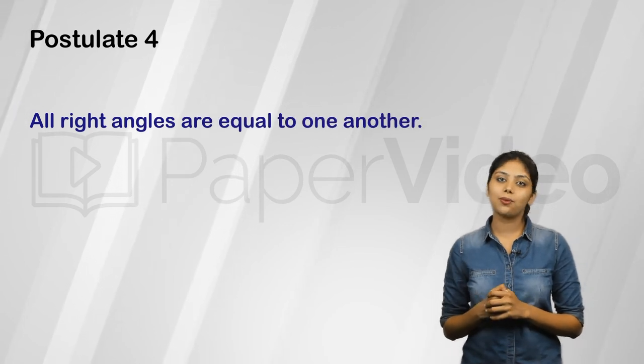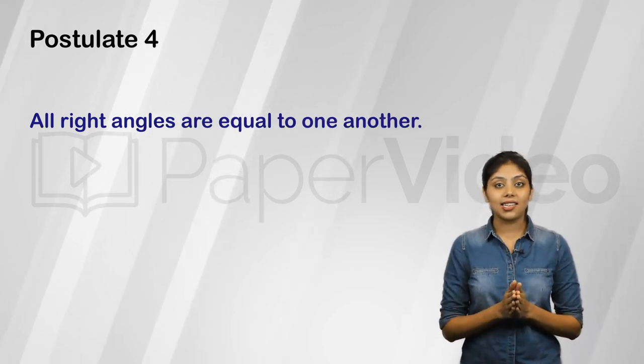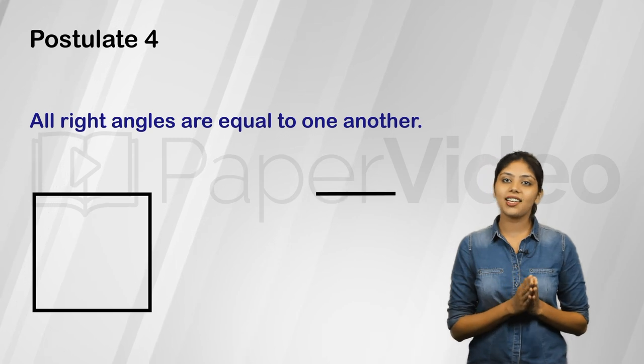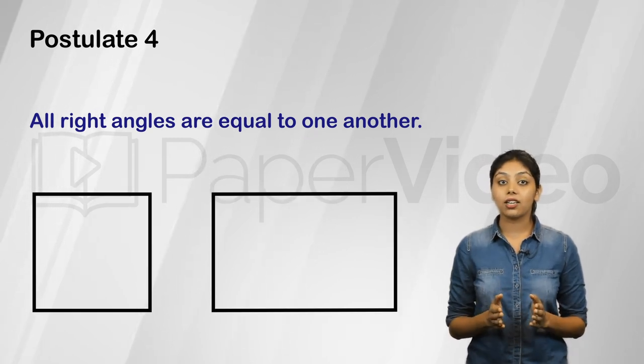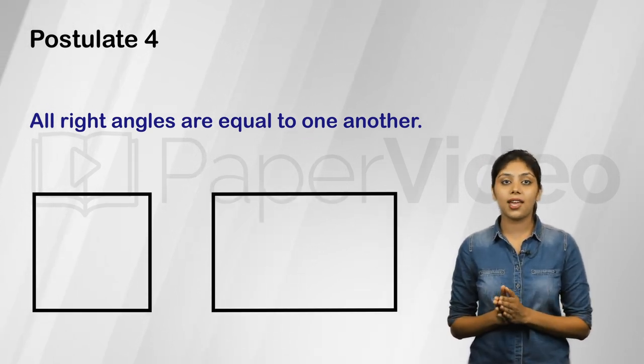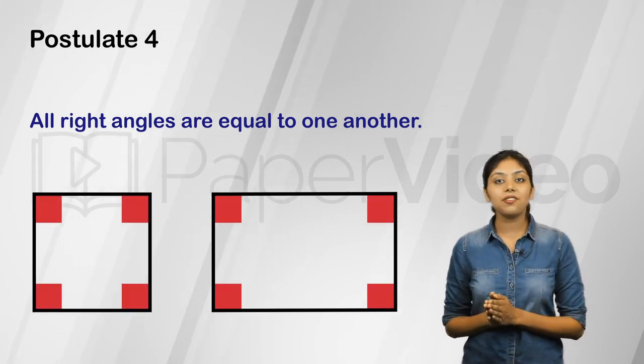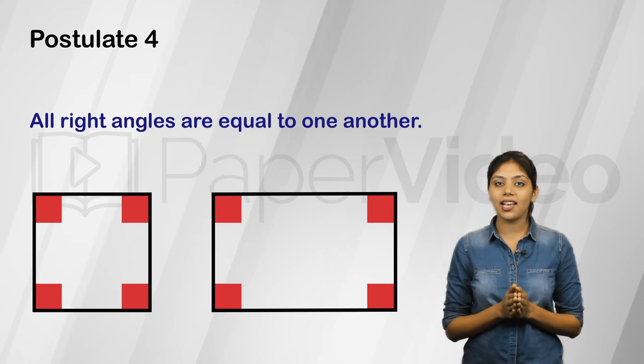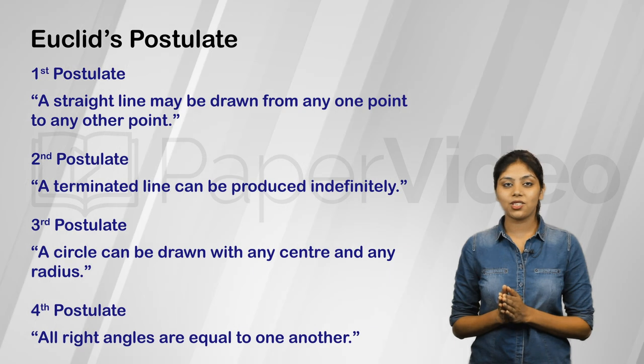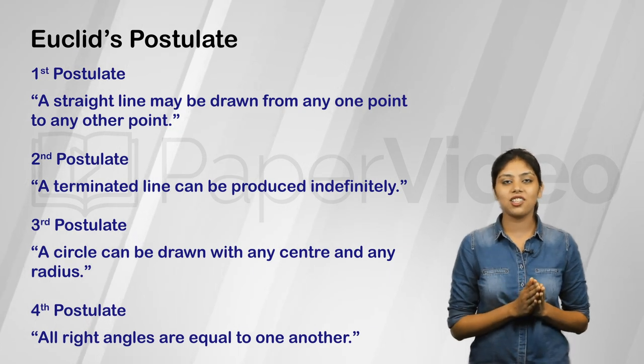According to the fourth postulate, all right angles are equal to one another. To understand this, let us draw a square and a rectangle. We know that all interior angles of a square and a rectangle are right angles. Therefore, an angle from a square will be equal to an angle from a rectangle. So, these are the four Euclid's postulates that will help us in understanding geometry.